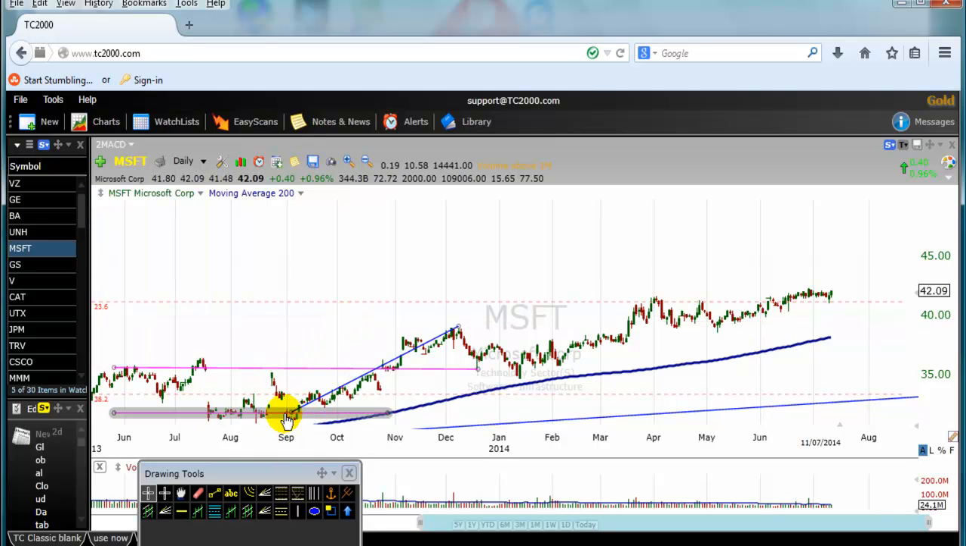But you see, the price broke out of the consolidation zone, and at the time when the price was retesting the upper side of the consolidation zone, we can see that the moving average 200 is very close to the top of the consolidation zone. This is a bullish setup.